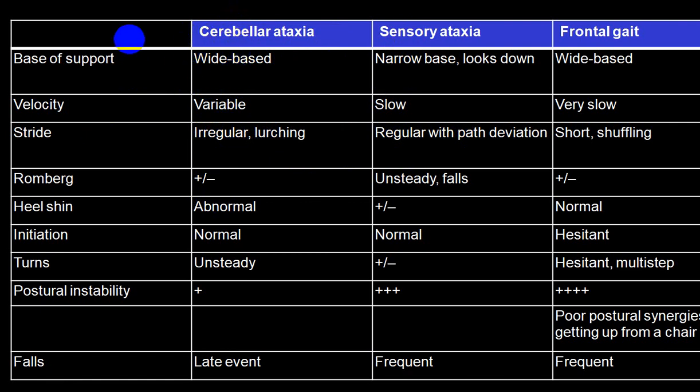In case of sensory, he will have a tendency to fall with eyes closed. Heel shin test will be abnormal in case of a cerebellar ataxia, while in a sensory ataxia, the person will not be able to perform that test because he has loss of sensation. Cerebellar ataxia, while turning, will be unsteady, while in sensory ataxia, that may or may not be. Postural instability will be more in sensory ataxia than cerebellar ataxia. Fall will be there in cerebellar ataxia in a late stage, while in sensory, as soon as the eye input is gone, the person will have a tendency to fall.